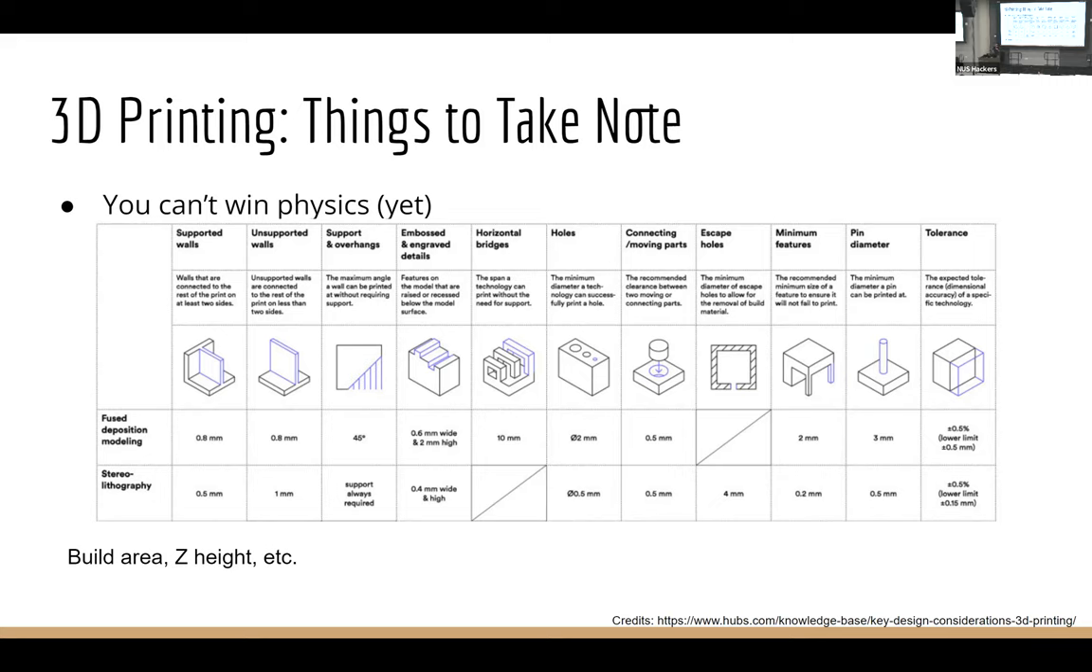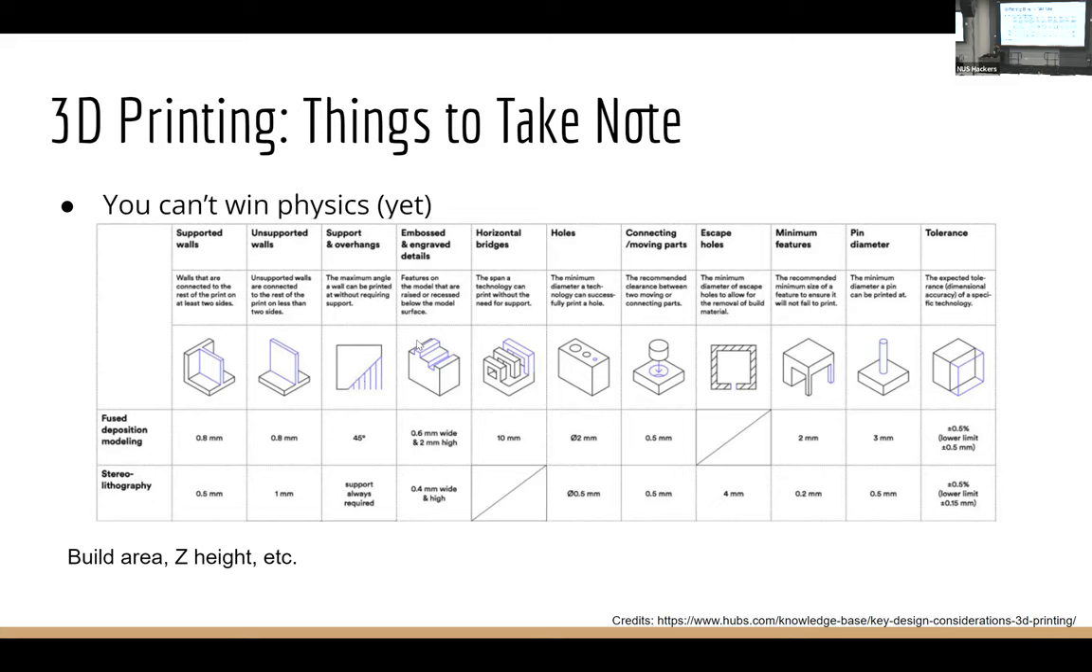Although there are currently software methods that try to overcome these printing limitations, the general rule of thumb is that for unsupported overhangs, you shouldn't have them steeper than 45 degrees, because anything more than 45 degrees will just be too heavy and everything will start coming down. Whereas anything within 45 degrees is still printable, because you have the previous layer to support the new layer.